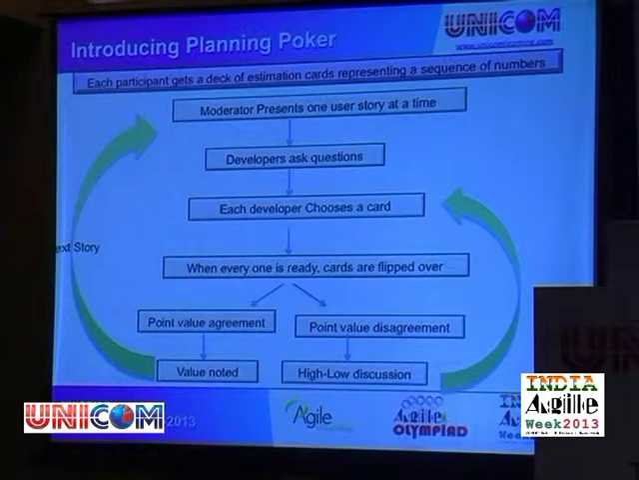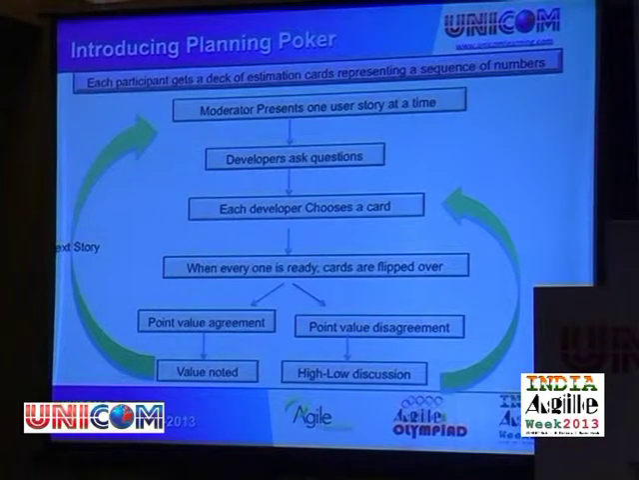Then, like a typical group estimation, the story is presented. The moderator will present the story to the entire team, and the team will ask questions. The product owner is there to answer your questions. When everybody is clear on what the requirement is, each participant flips the card, saying, this is my estimate for this particular story. If everybody has the same card flipped over, then there's no discussion further. The card is closed, the story points are entered in the system, and you move on to the next story to estimate.